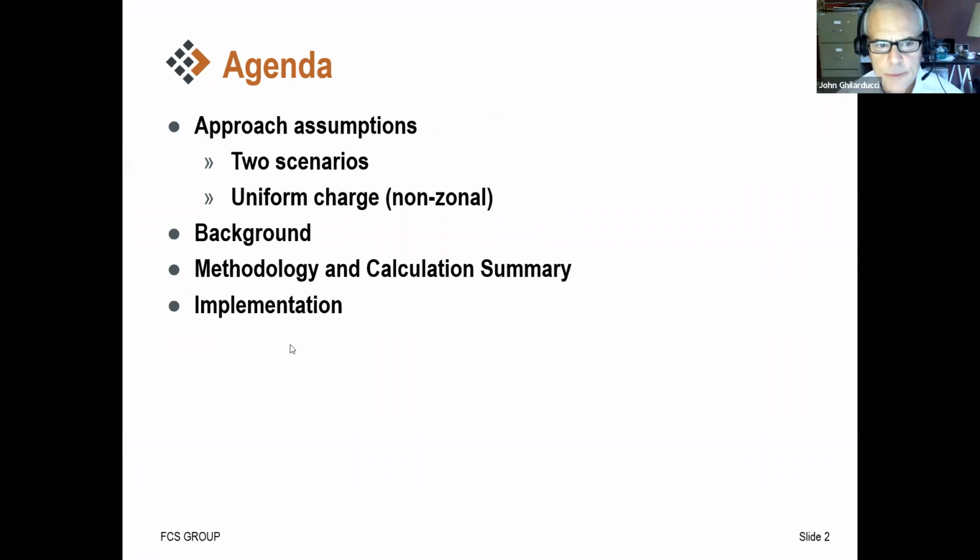We will start out by talking about the two different scenarios that we're going to show you, and then you'll see that they are both in a uniform approach. That is to say, no longer calculating individual charges for the different zones in the district boundaries. We'll then go into some background on system development charges, and then summarize the methodological approach and the calculation that we've taken to arrive at the two scenario initial results, and then talk about possible implementation steps.